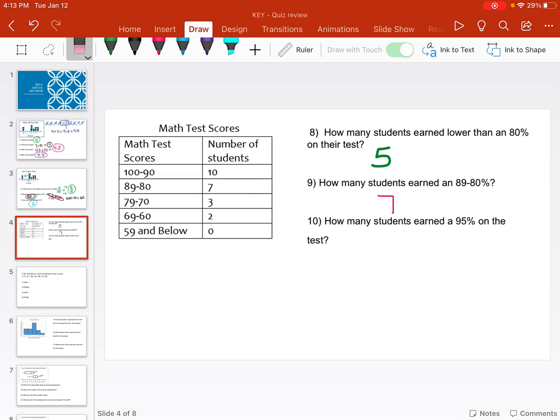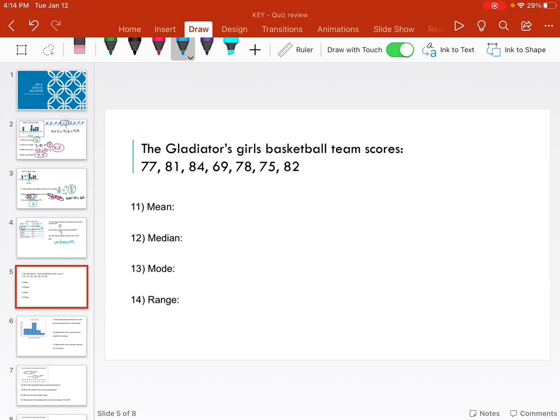And how many students earned a 95 on the test? Exactly a 95. So I can see right here from 100 to 90 is 10 students, but it doesn't give me exact data. It just tells me that there are 10 students in that range. So since it doesn't give me the exact numbers, we have to say that it's unknown, right? We don't have enough information. It could be all 10 of those people. It could be none of them. It could be anywhere in between. We don't know. So unknown.